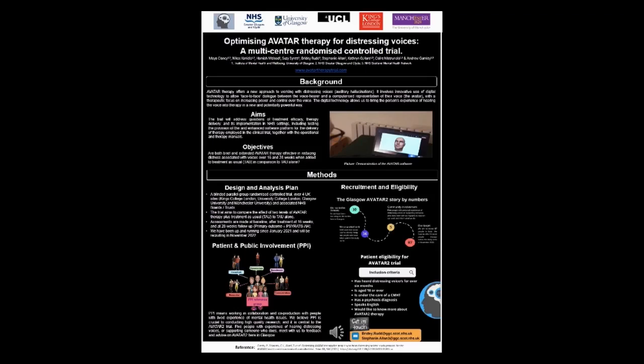Patient and public involvement, or PPI, plays a central role within the Avatar 2 trial. For us, PPI means working in collaboration and co-production with people with lived experience of mental health issues, and we believe PPI is crucial to conducting high-quality research. So far in Glasgow, we have welcomed several people with experience of hearing distressing voices or supporting someone who does into our local PPI group. 5 people meet with us fairly regularly to do feedback and give advice on Avatar 2 here in Glasgow.